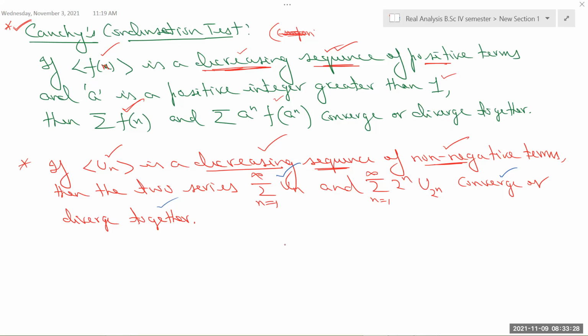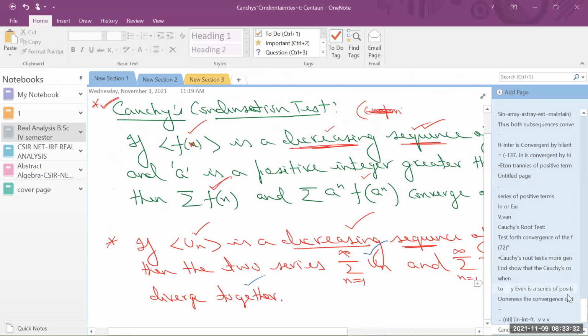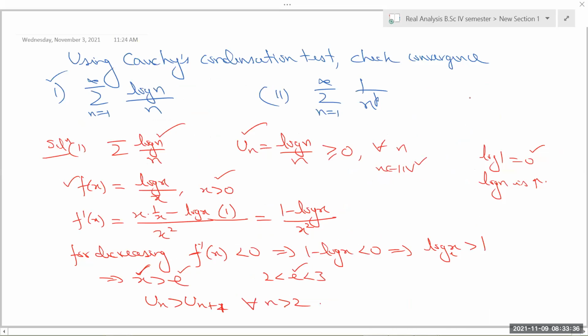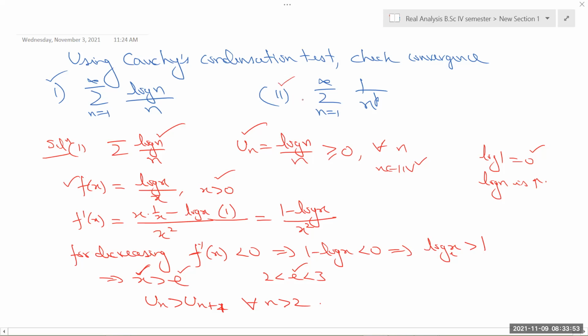So let me explain it with the help of some examples. Using Cauchy's condensation test, check convergence of summation log n by n and summation 1 by n to the power p. In fact, you can easily verify the p series by applying the p series test. Actually, this series can be proved in various ways, but using Cauchy's condensation test, its proof is very easy.